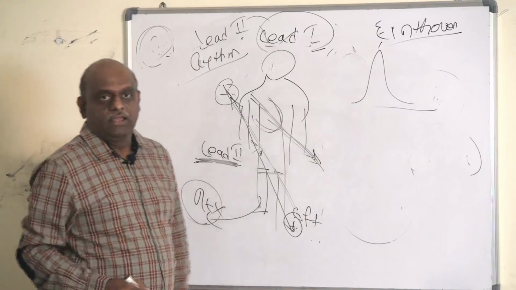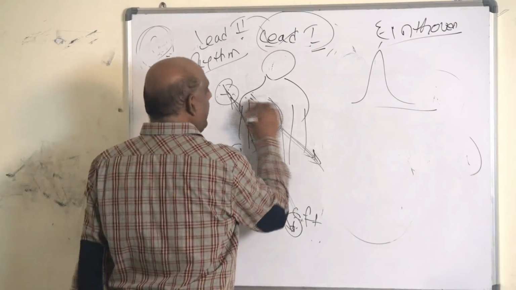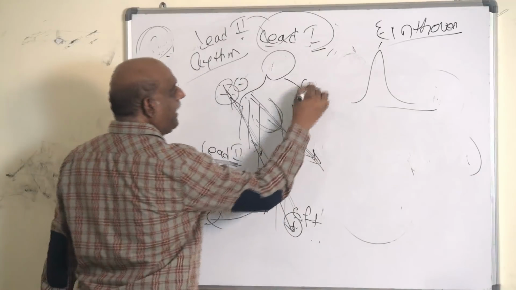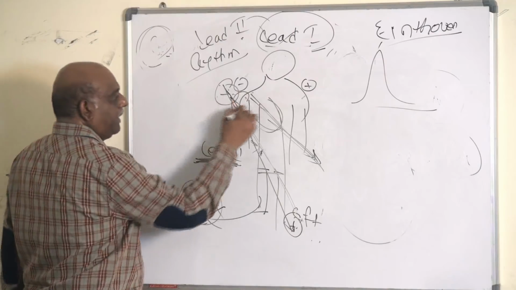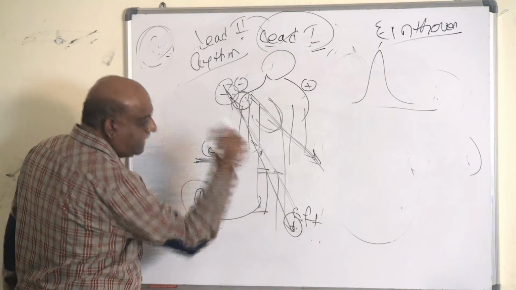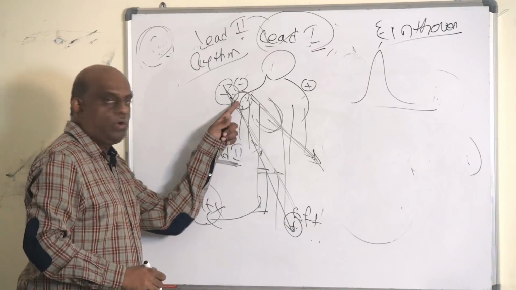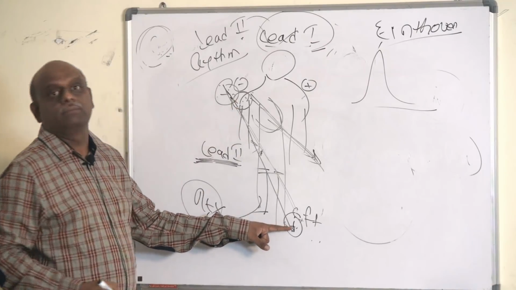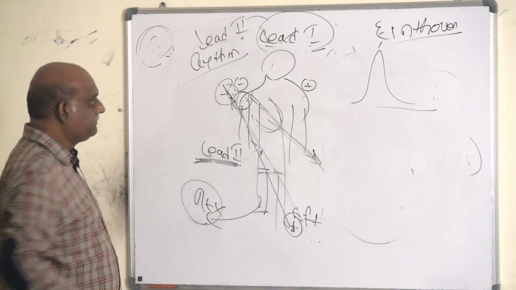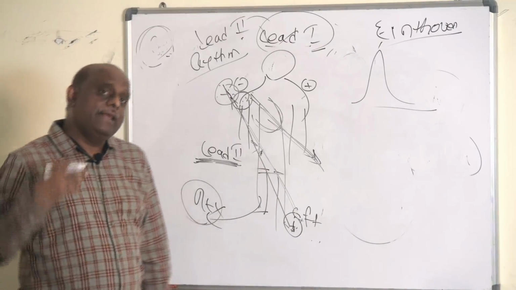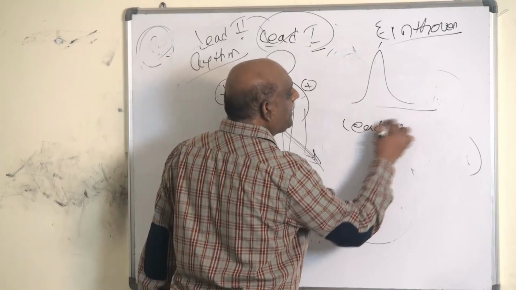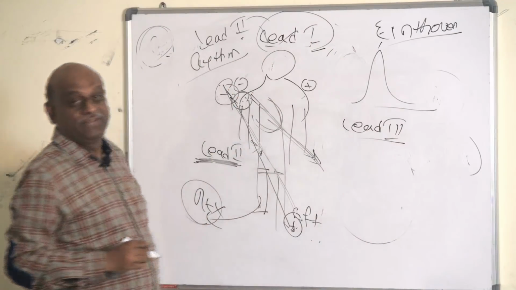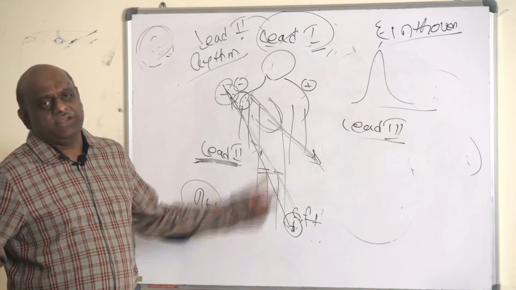Once more tell me, how do you get lead 1? Right arm and left arm, negative right, positive left. How do you get lead 2? Right arm and left leg, negative on the right arm, positive on the left leg. Then the next thing is called lead 3. Now you are all intelligent kids. You know how lead 3 comes? Very simple.